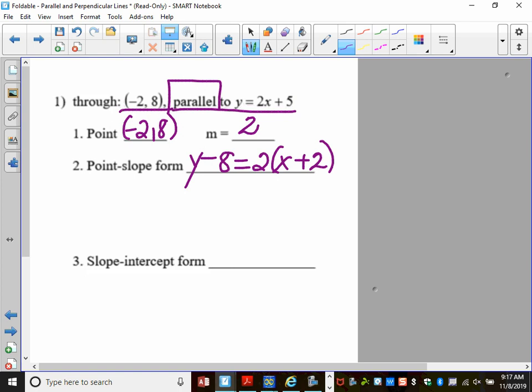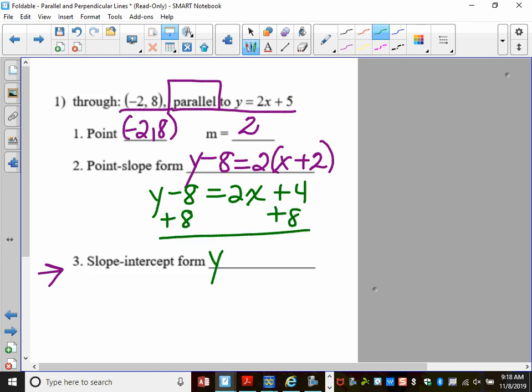So now we have it in point slope form. So what was the next step after we put it in point slope form? We're going to solve for y to get it into slope intercept form. So let's go ahead and solve this for y. We'll distribute this 2. Okay, add the 8 to the other side. And now I have y = 2x + 12. So now I have written this into slope intercept form.